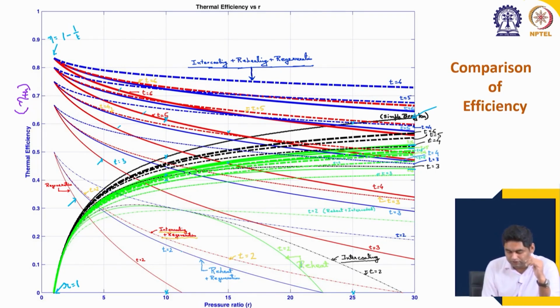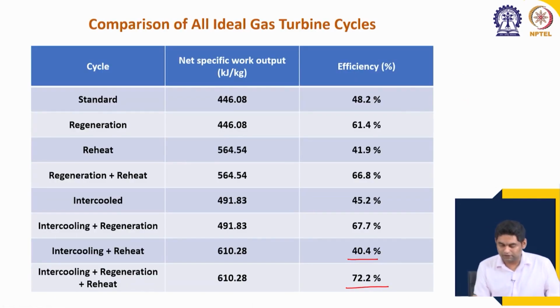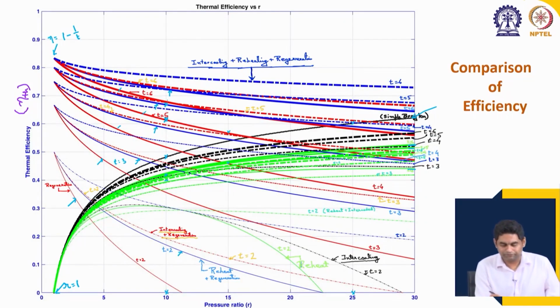This is for t equal to 2, similarly for t equal to 3, 4, 5, and 6. You can see that the efficiency is much higher as compared to the corresponding value for regeneration. For example, for t equal to 5, the solid blue line gives us a value of around 66%, which is considerably higher than the red line, which is only the regeneration process, at around 61%. That is what we had obtained also: 66.8% and 61.4%.